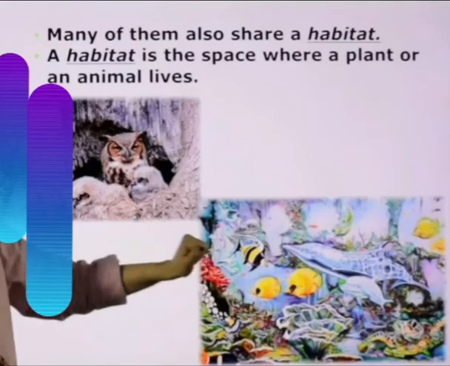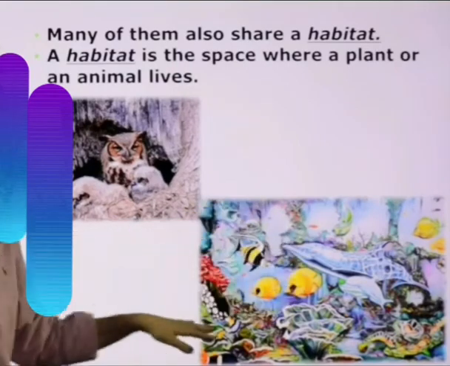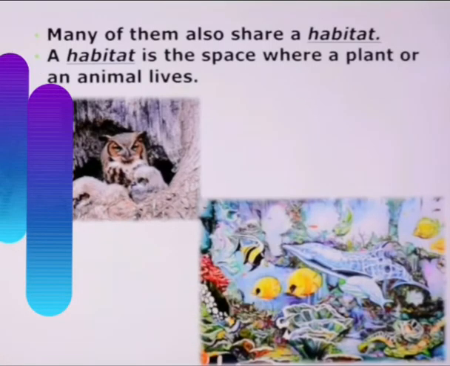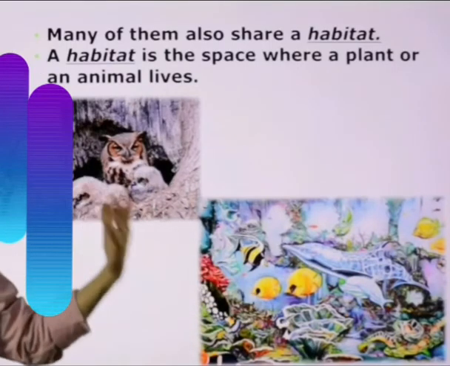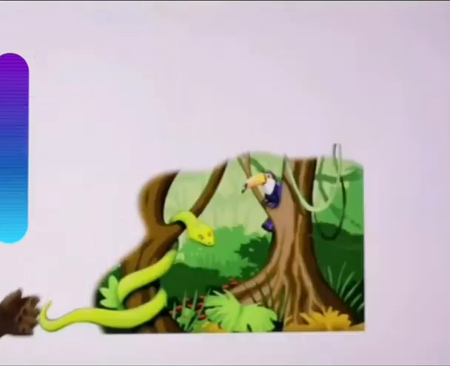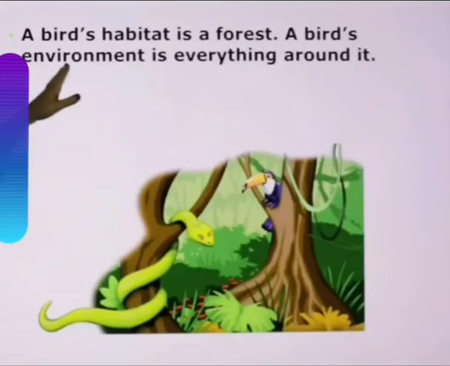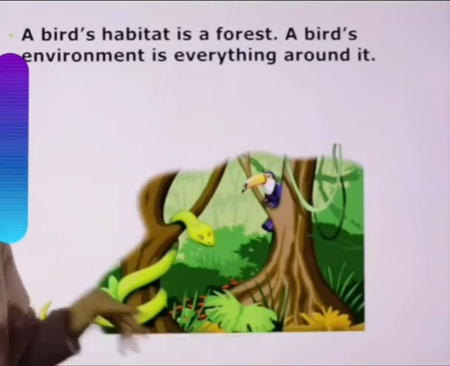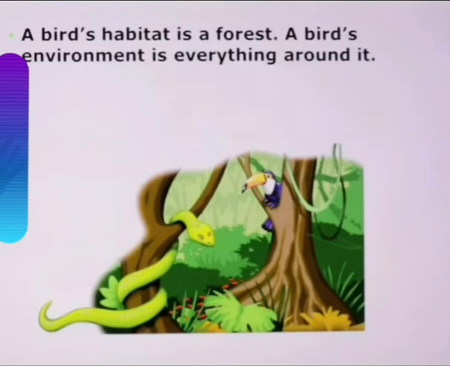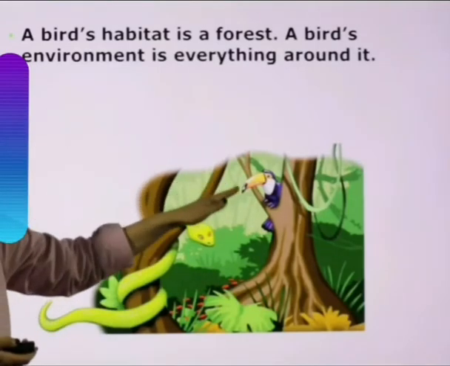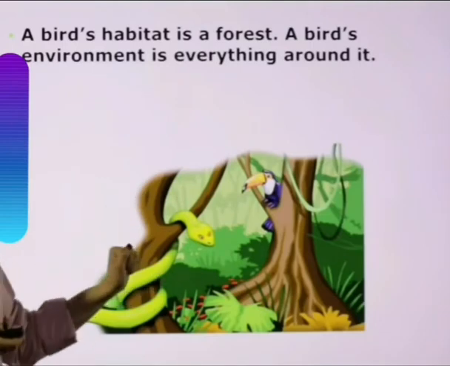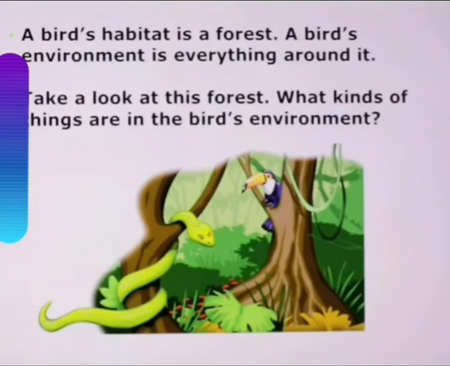As you can see in this picture, this is a water ecosystem or ocean ecosystem. All of these living things are sharing this ecosystem or this ocean together. They are living in it together. A bird's habitat is a forest. So this is the bird and this is its habitat or its house. A bird's environment is everything around it. So its environment is the trees, the snake, the bushes, these tiny plants and the flowers.